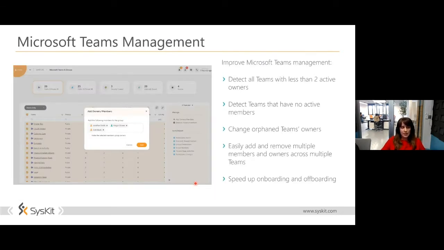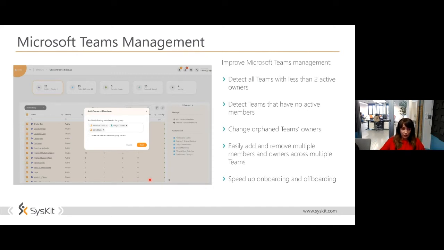Overview and inventory is not everything. Management of those teams is also very important. For example, we know that the best practice is to always have at least 2 active owners for your teams. So on the same screen, you can easily detect all those teams that do not comply with that rule and then add them in bulk. As you can see in my screenshot, which is pulled from SysKit Point, you can add multiple admins, multiple owners, and members as well to multiple teams. It's simple. You select the teams, you add the people you want to add, and that's it.